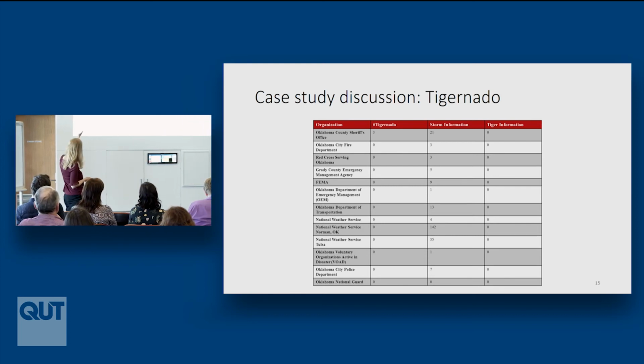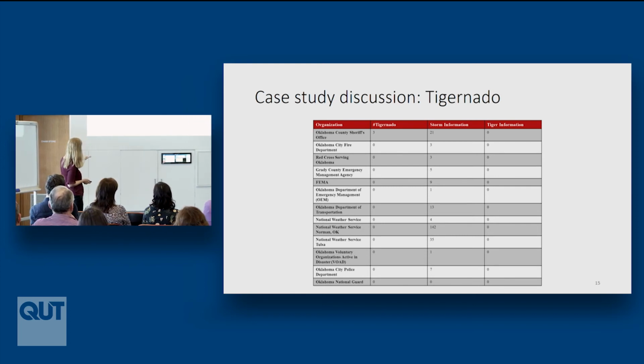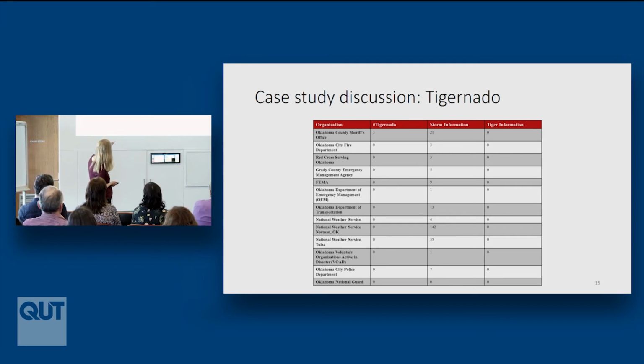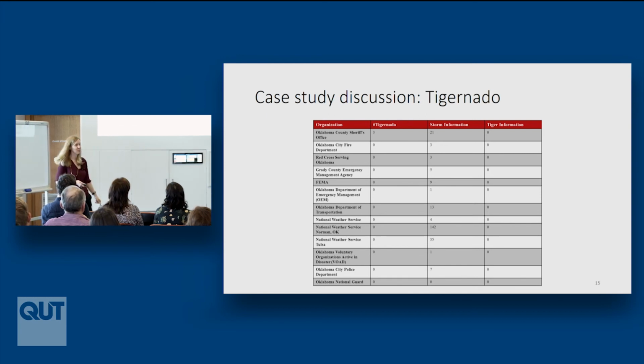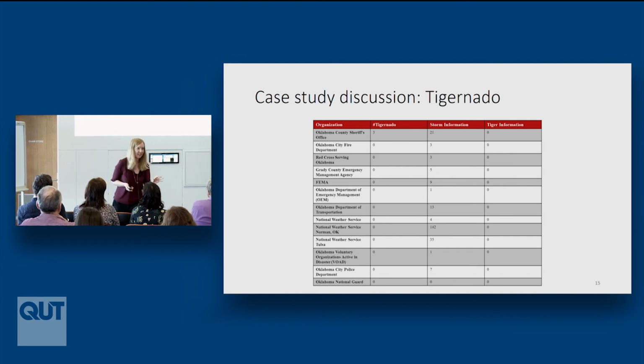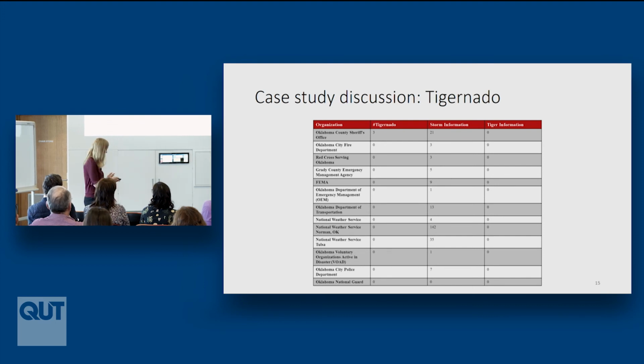So you can see the various agencies I have there. We have Fire and Rescue, we have the Weather Service, national and local, we have FEMA, and we have the Oklahoma Department of Transportation. They totally disengaged. The only one that actually engaged was the Sheriff's Department. They put some tweets out basically saying everyone's safe, Tigernado, there's no tiger. So they engaged a little bit.